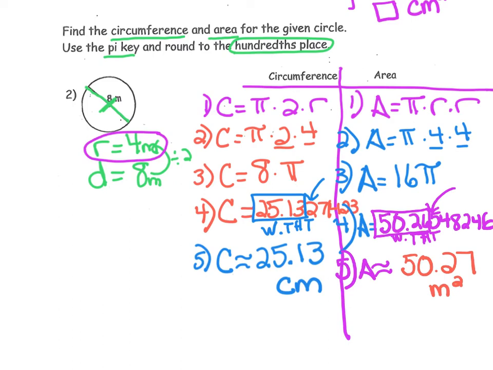meters squared, or you can also label it square meters. Since it's a rounded answer, we use the approximate symbol. And remember, we use the label square meters because we're talking about the amount of square units it takes to cover the inside region or the flat surface inside this particular circle.